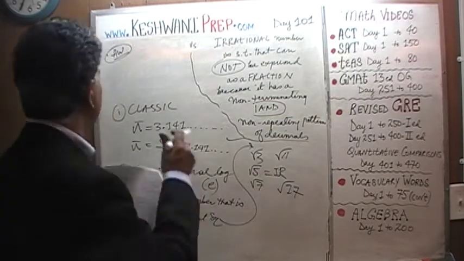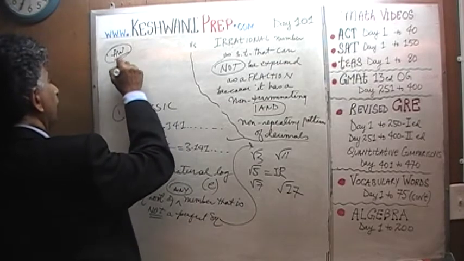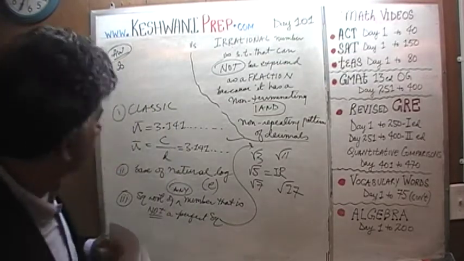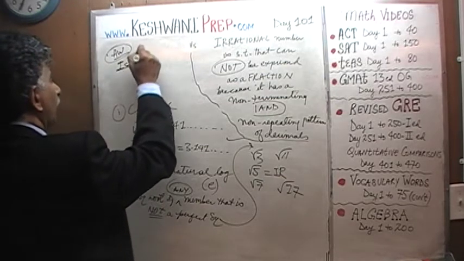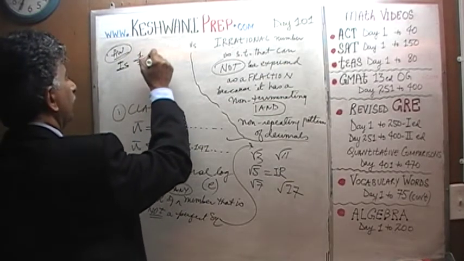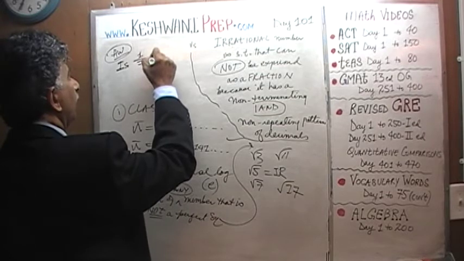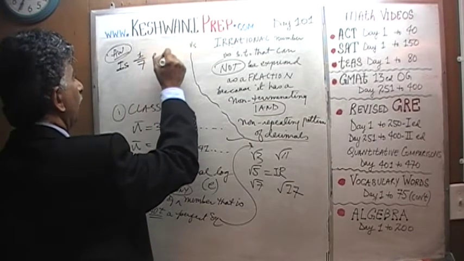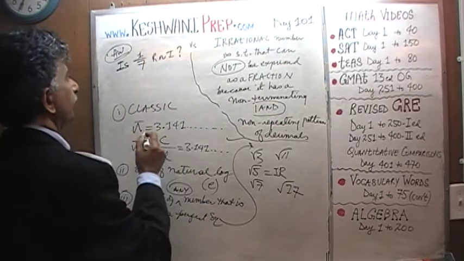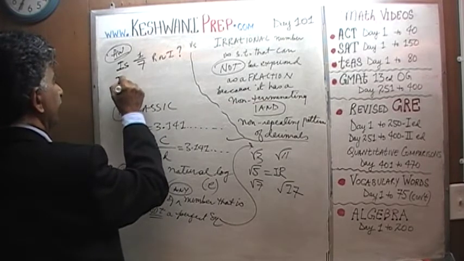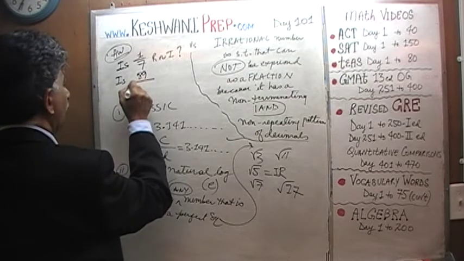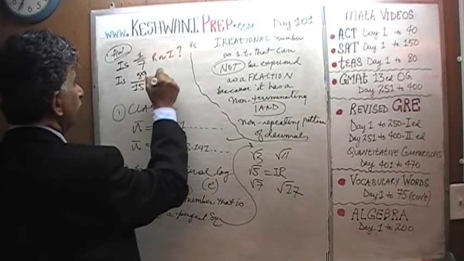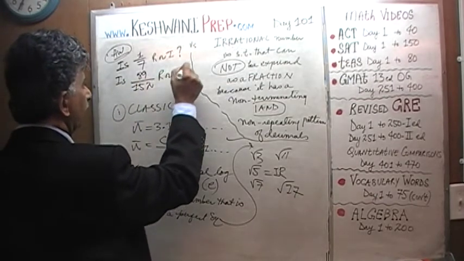Here are the questions. Is 1 over 7 rational or irrational? Here's the next question. Is 89 over 152 rational or irrational?